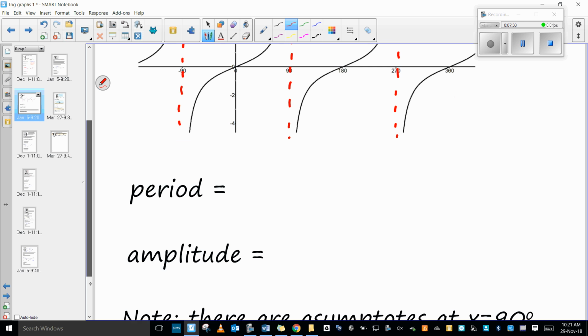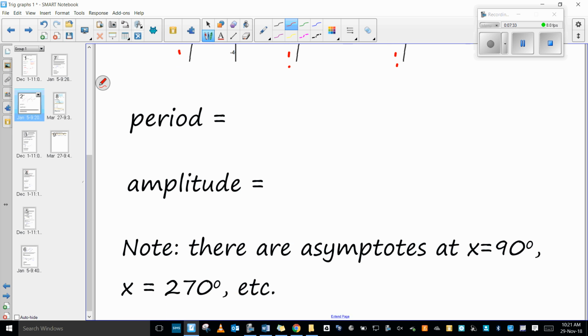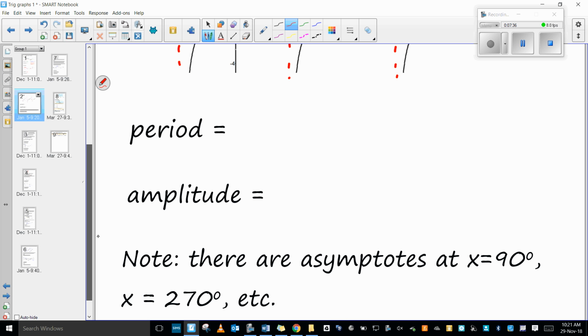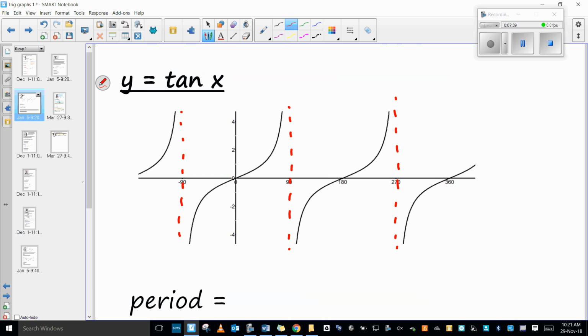Yes, there are asymptotes at x is 90, 270, and so on. So these are asymptotes. Remember, we would show them with dotted lines. If you tried to type tan 90 into your calculator, it would come back with an error because there is no value for tan of 90. If you did tan of 89.999, or 90.1, or 90.0004, it would give you a value, but not actually at 90.